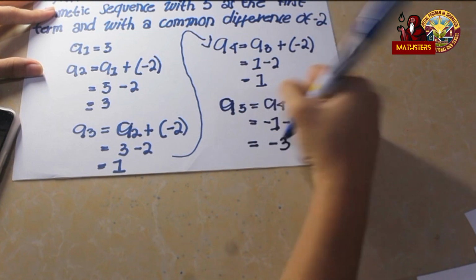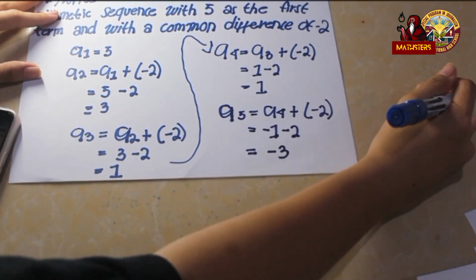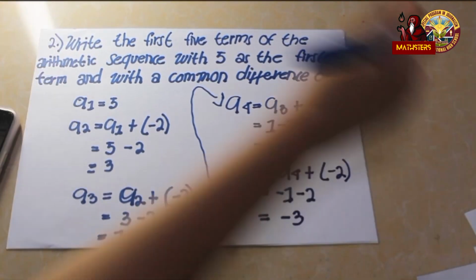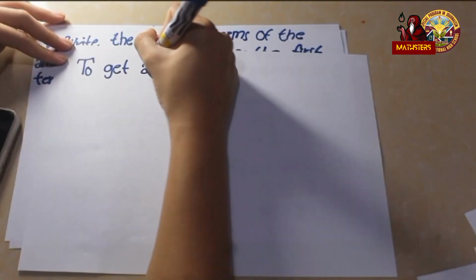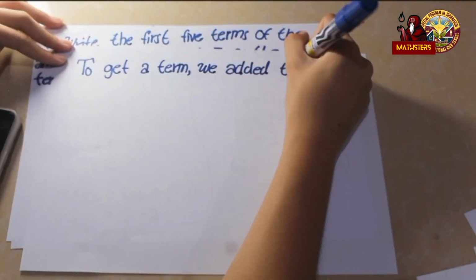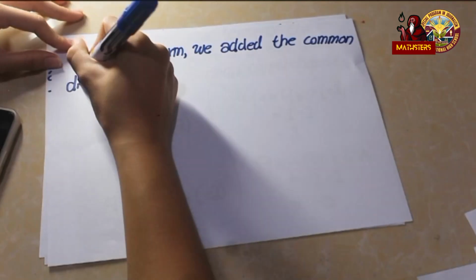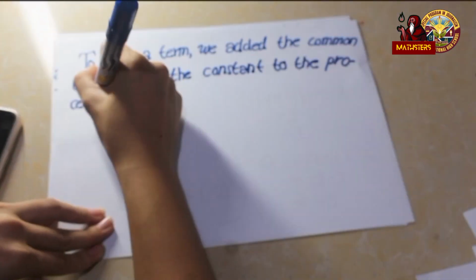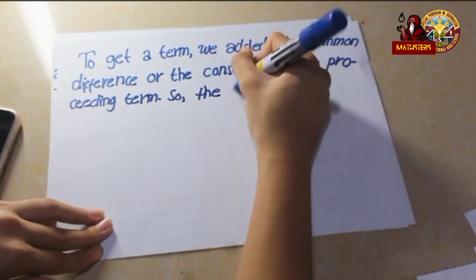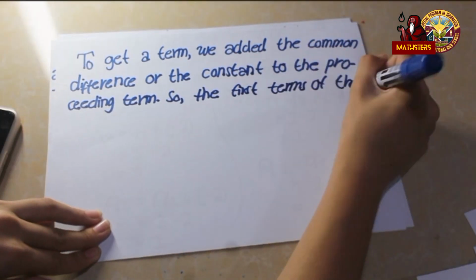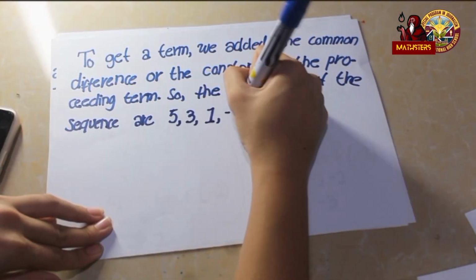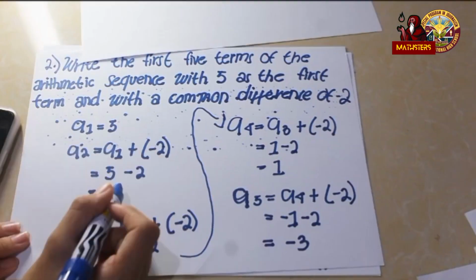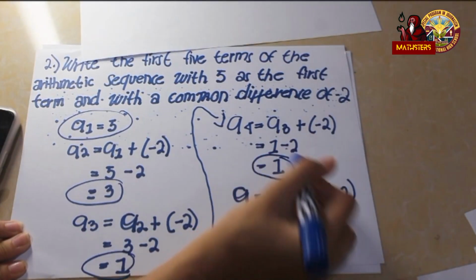That's our fifth term. So, the first 5 terms of this arithmetic sequence are 5, 3, 1, negative 1, and negative 3. You can see how each term is found by adding or subtracting the common difference from the preceding term. It's like taking steps in a sequence, with each step being negative 2.